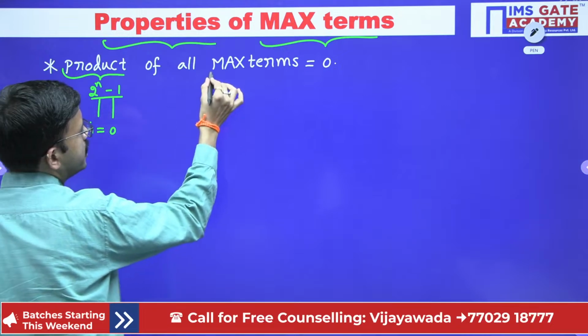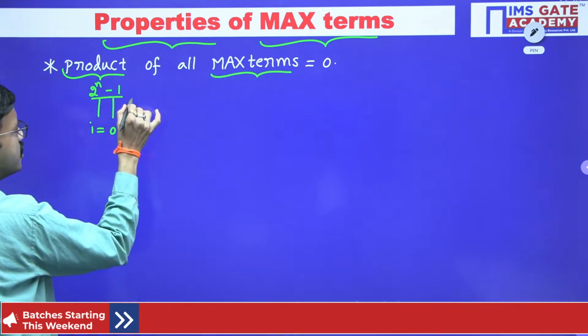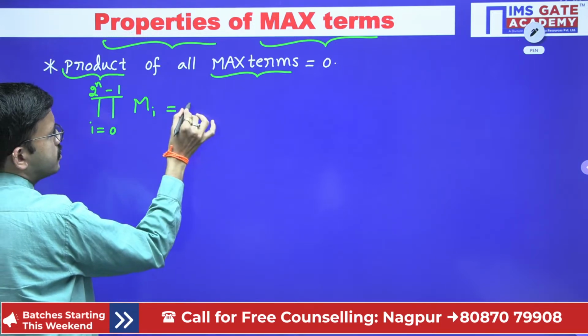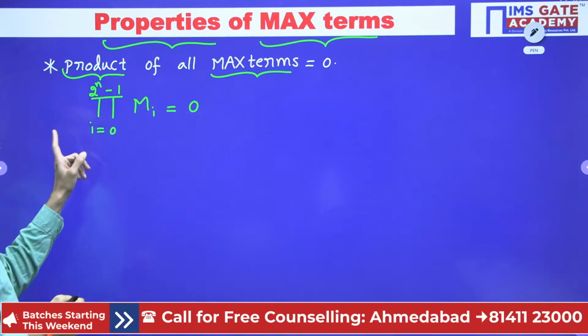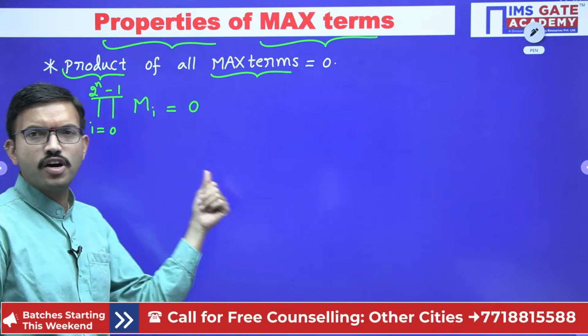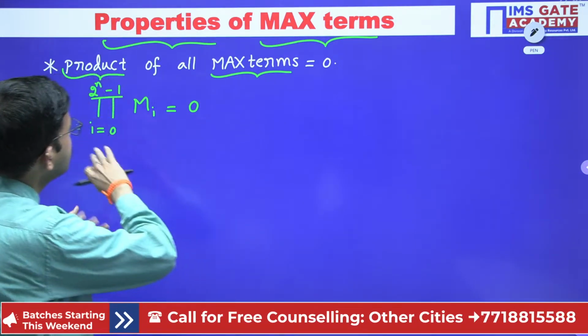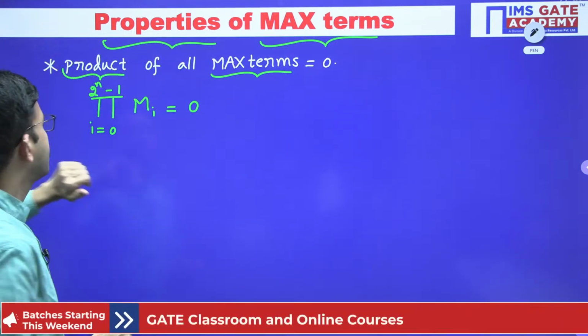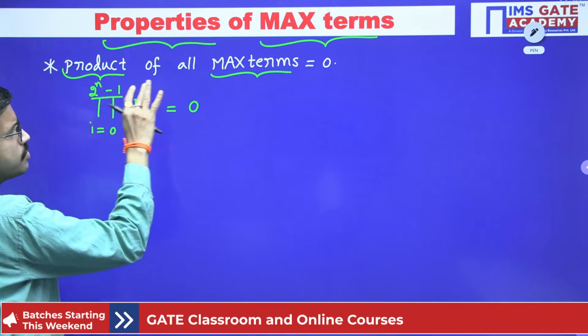Okay. And here max terms will represent capital M suffix I, I equal to 0. Product of all max terms is equal to 0. Regarding min terms, we got sum of all min terms equal to 1. If you observe and just replace the main keywords, from there you are going to get the first property of max term.